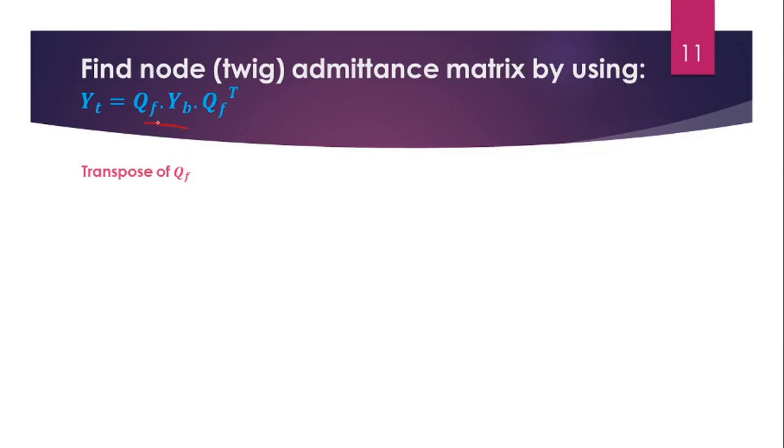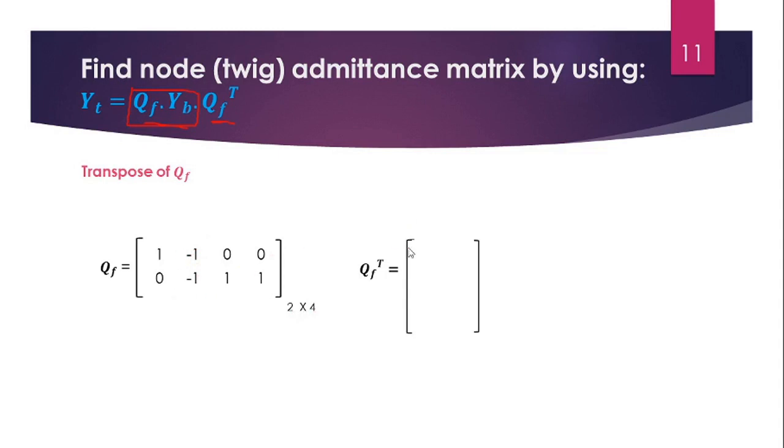Also we need here Qf transpose. So actually Yt is the product of three matrices; out of that two we have done, and the resultant of these two will be multiplied by the transpose of Qf. So transpose of Qf we can find by just interchanging the row and column. Qf is 2 by 4, so we interchange the row and column and we get 1 0 -1 1 0 1 and 0 1, and the size is 4 by 2.